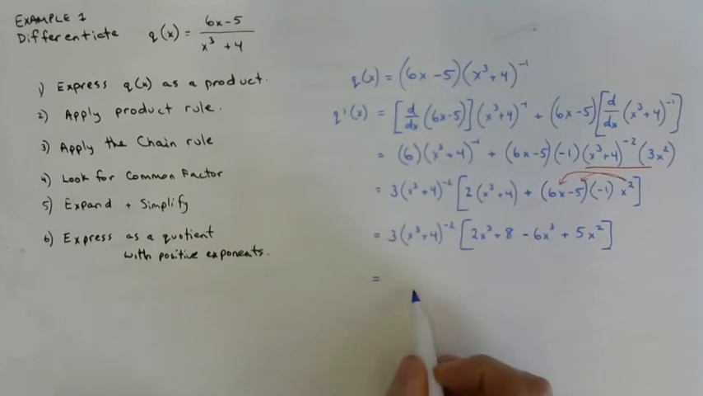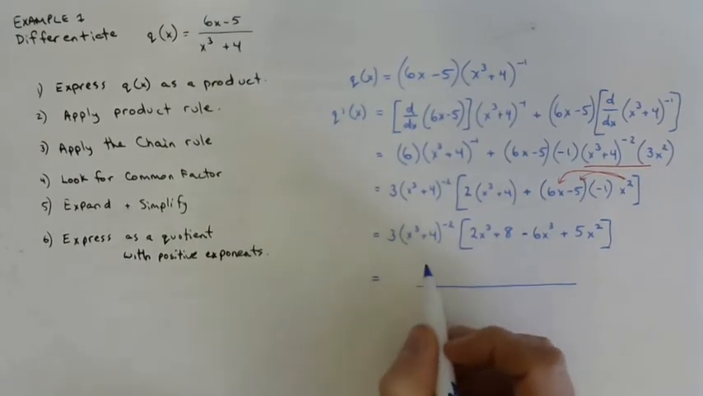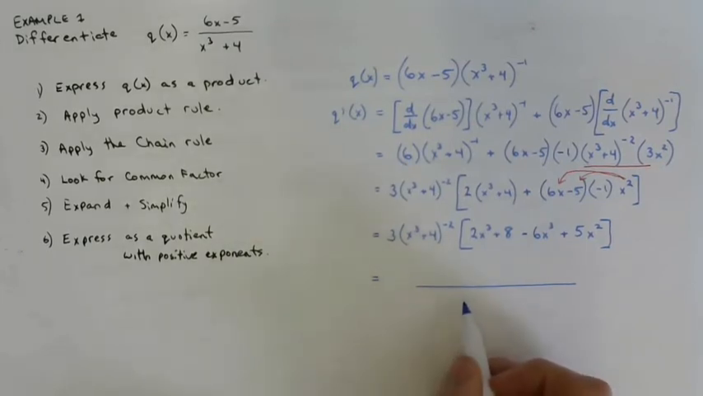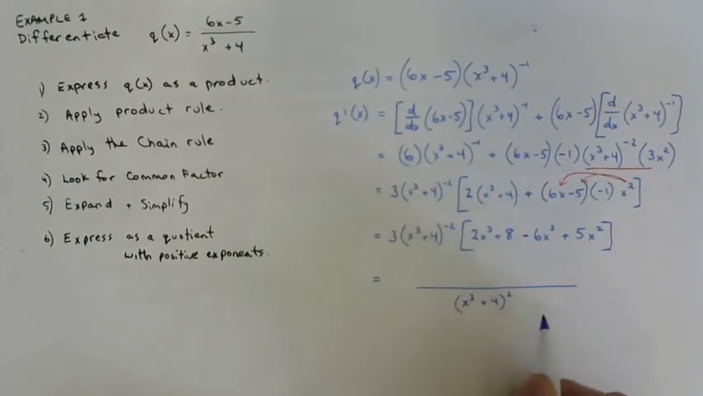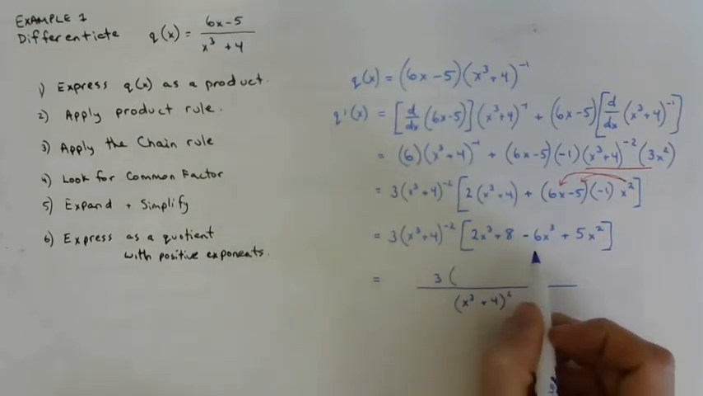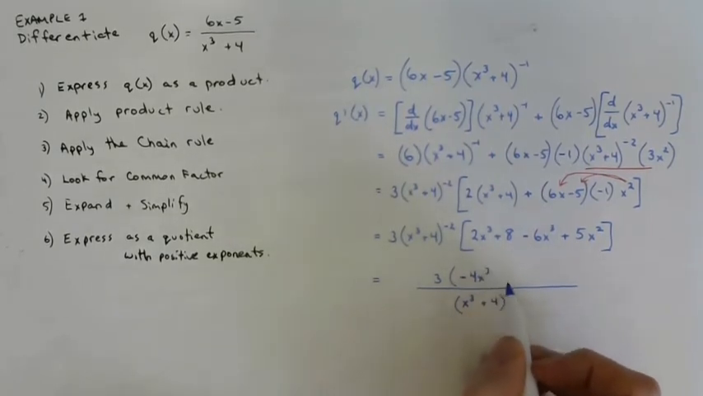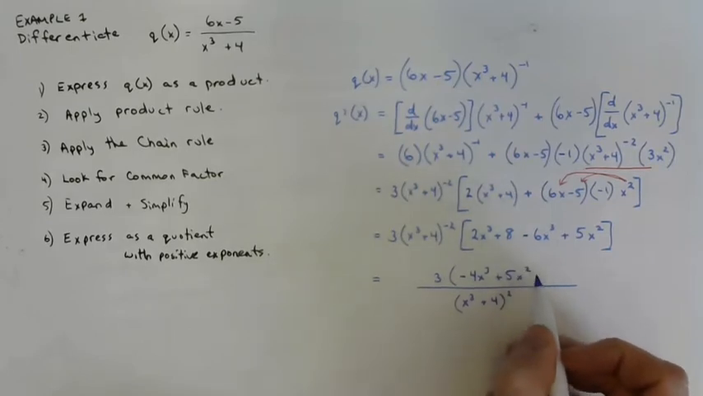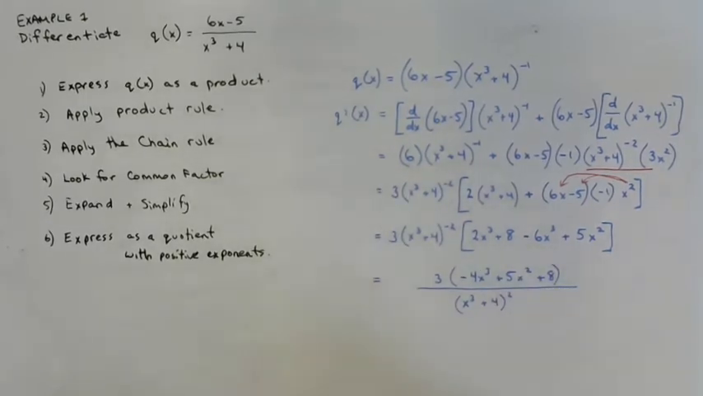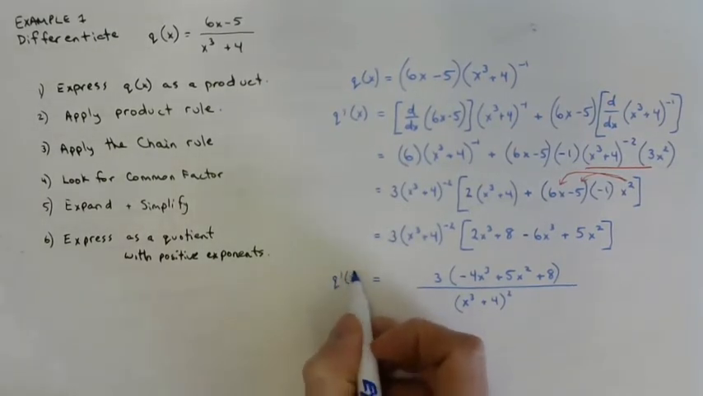So I'm splitting this into a quotient, so I'm just going to draw my division line. And anything with a negative exponent is going to get bumped into the denominator, which is just x cubed plus 4 to the power of 2. In the numerator, we have a factor of 3. And then I'm going to group my like terms. So I have my x cubes, I have negative 6 and positive 2. That's negative 4x cubed plus 5x squared plus 8. And that is q prime of x.